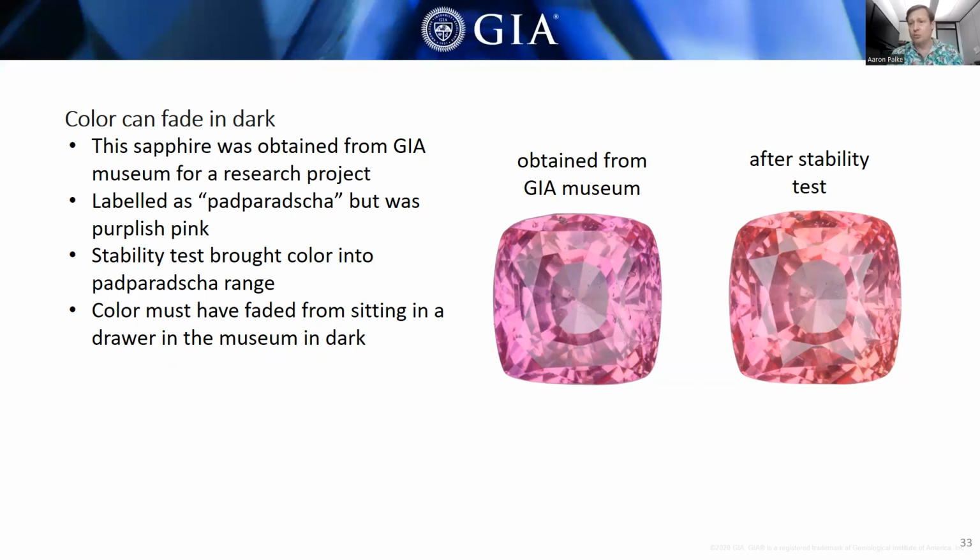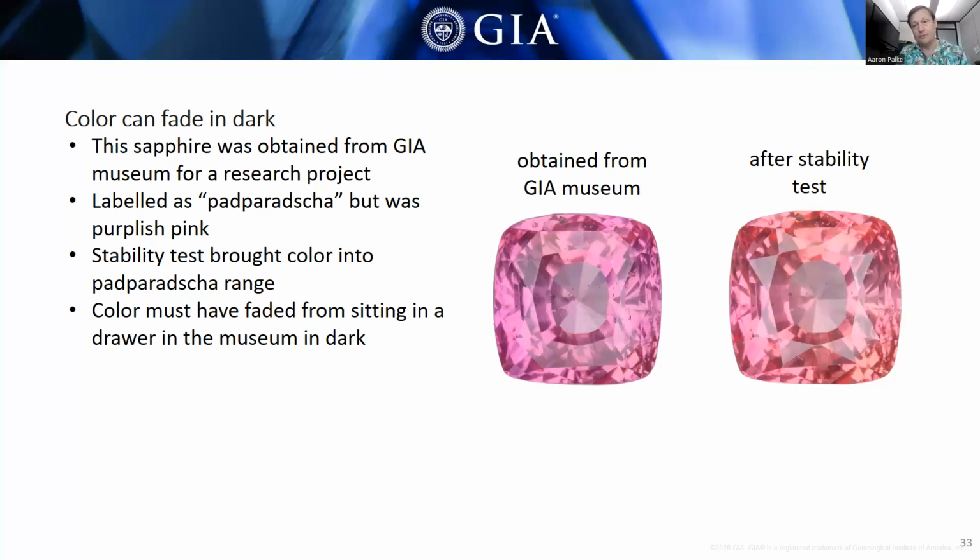So I put this stone in what I call our stability test. I exposed it to that intense incandescent illumination, and it did charge up into a padparadscha-like coloration range. So what was going on was that this sapphire had been sitting in the dark so long it lost all its color, and after being put into the intense incandescent light, it gained its color back. And what was going on is that the incandescent light actually has a small amount of UV light in it. So even though it's mostly visible light, there is a little bit of UV component to that incandescent light that we use for our stability test.